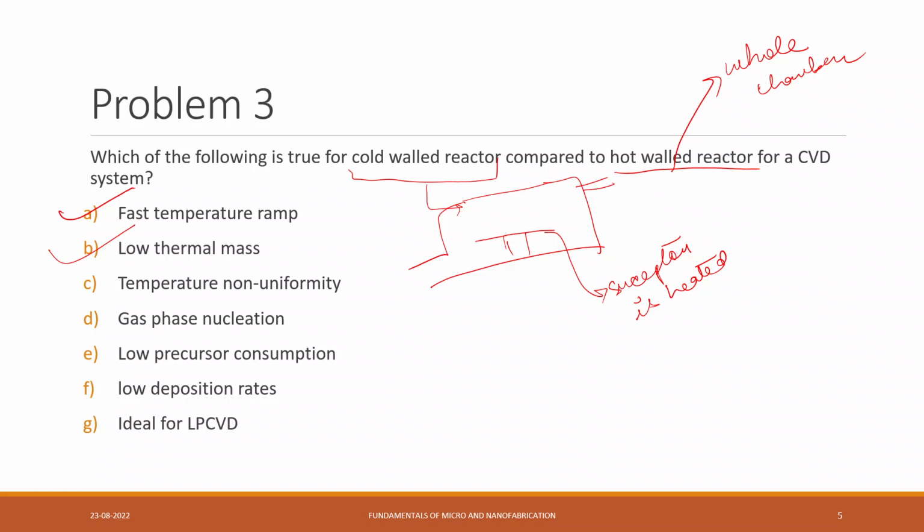Temperature non-uniform. So in cold wall, the other areas involved are cold, and the receptor is heated. As the receptor is heated, it loses its heat by radiation to its walls. So maintaining temperature is somewhat hard here, and it can give rise to some temperature non-uniformity.